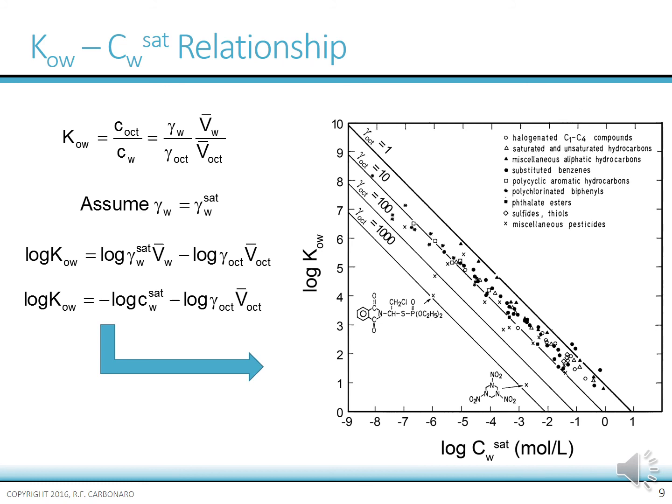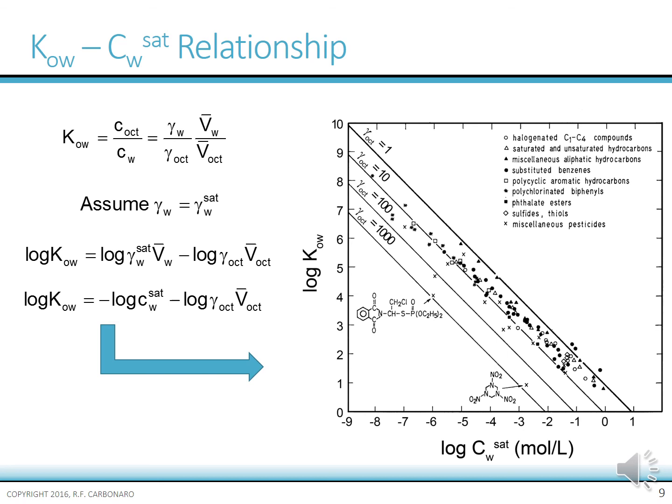And that's because the chemical does not want to be in the aqueous phase. As the KOW gets larger and larger, the concentration in water decreases, and therefore the CW sat will also decrease. In other words, the chemical does not want to be in the aqueous phase. It would rather be in either octanol or in the pure liquid phase. And that's really what this plot shows.